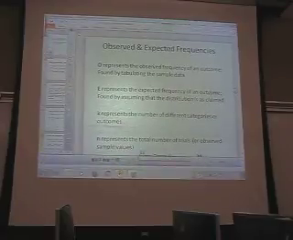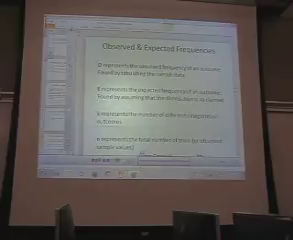Here's some notation. Sean, go ahead and read.